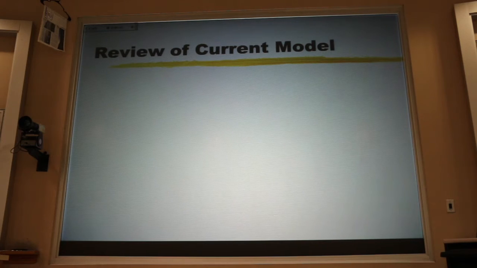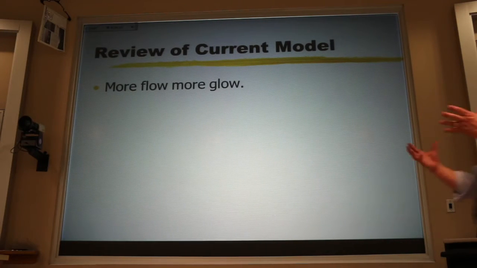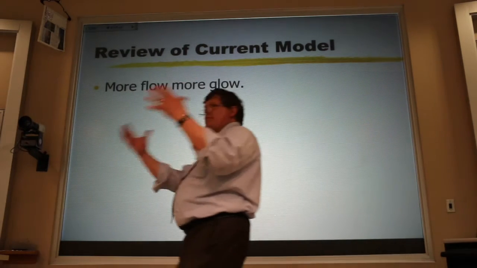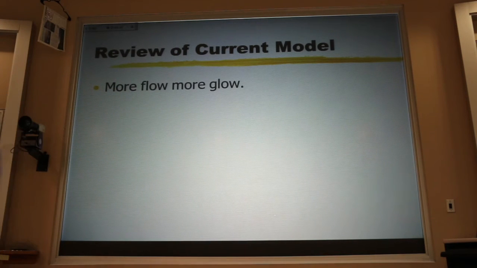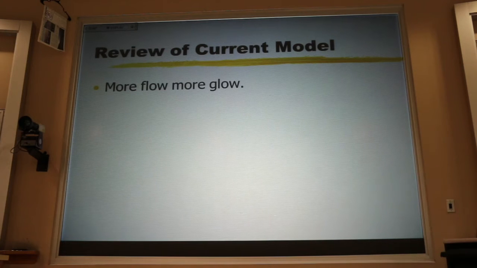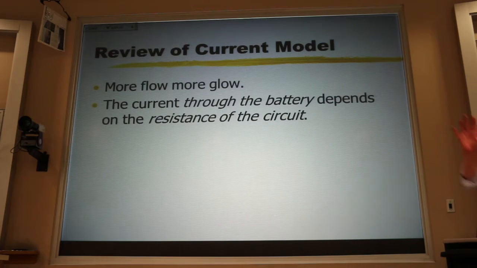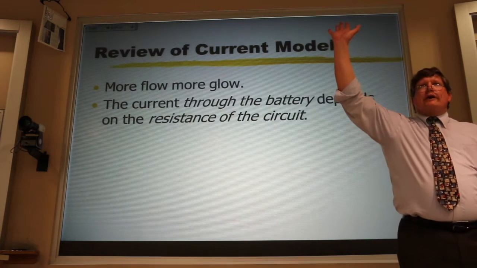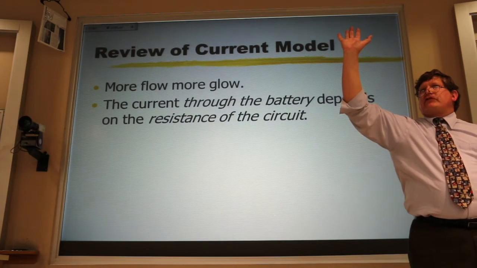Now, let's review our current model. It's built upon this idea of more flow, more glow. If I look at two identical bulbs that were made at the same factory by the same worker on the same day, and one of them's brighter than the other, I can be sure there's more flow through the brighter bulb. The second principle is this relationship between the current through the battery and the resistance of the circuit.